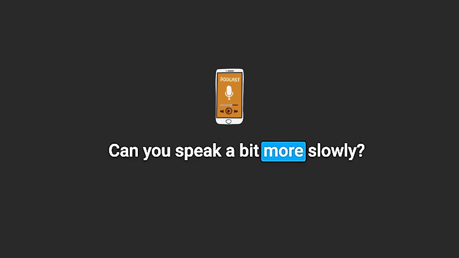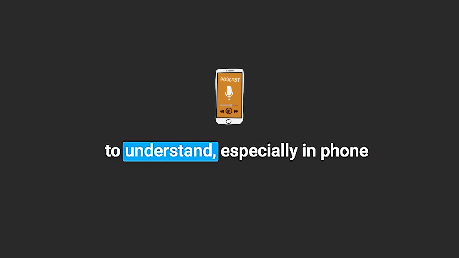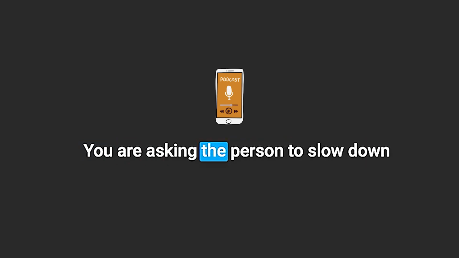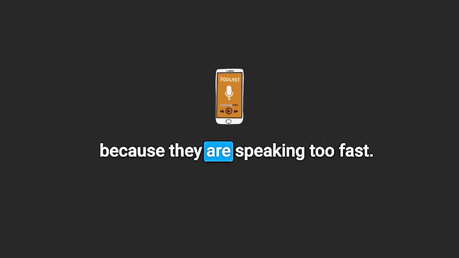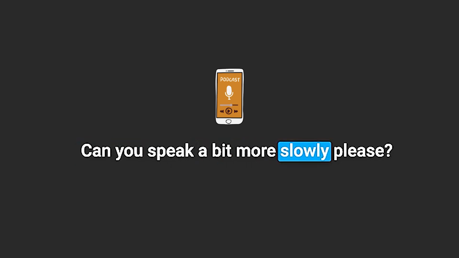Can you speak a bit more slowly? We use this when we need more time to understand, especially in phone conversations with fast speakers. You're asking the person to slow down because they are speaking too fast. Here are two examples.